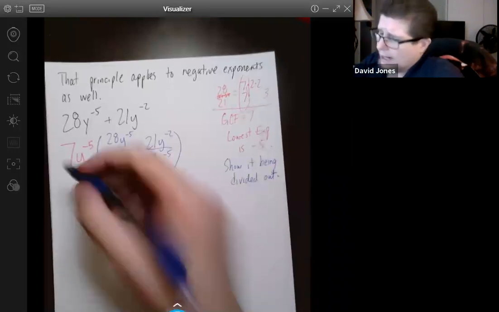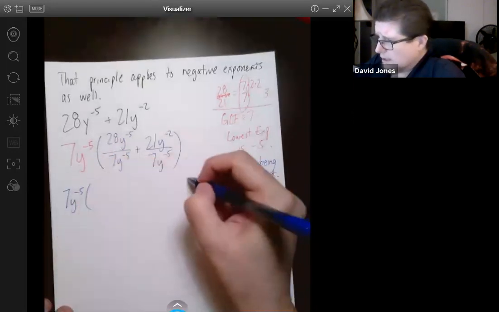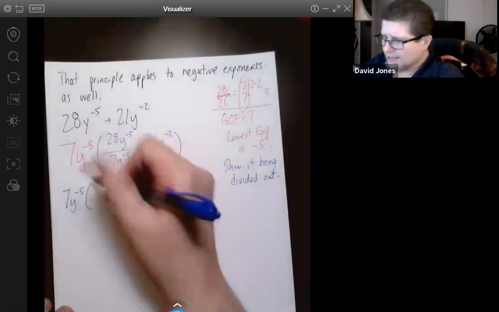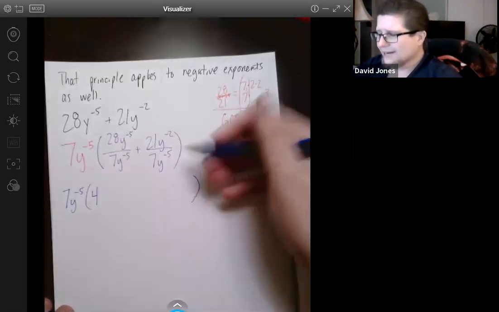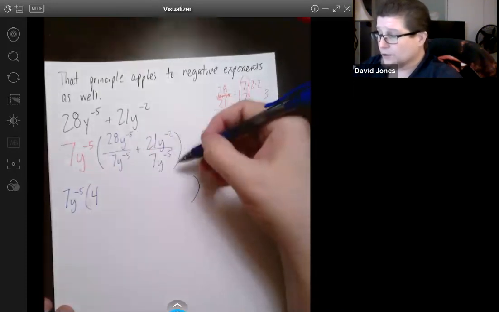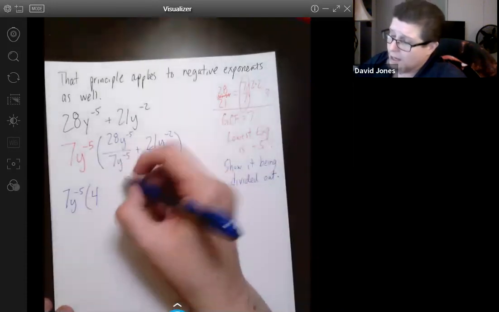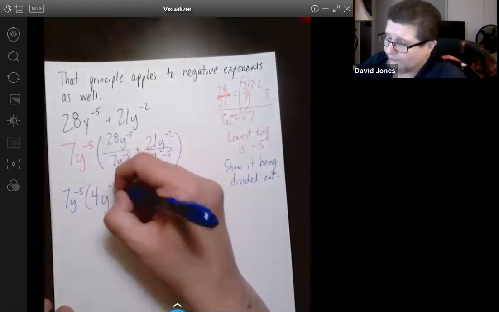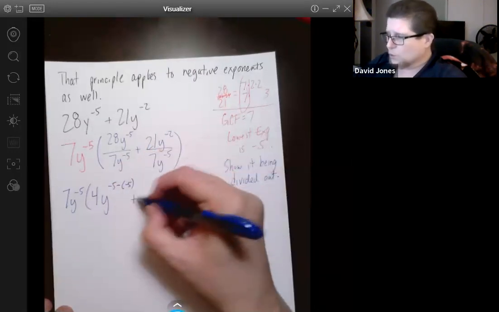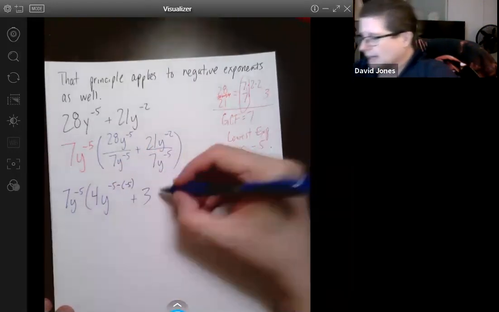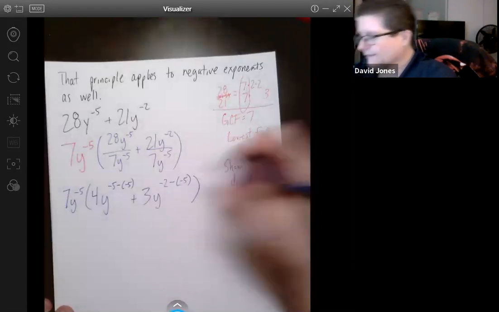And the reason why, well, 28 divided by 7 is 4. And now I can do the dividing of common bases with different exponents. This is y to the negative 5 minus negative 5. And then 21 divided by 7 is 3. And I've got y to the negative 2 minus negative 5.